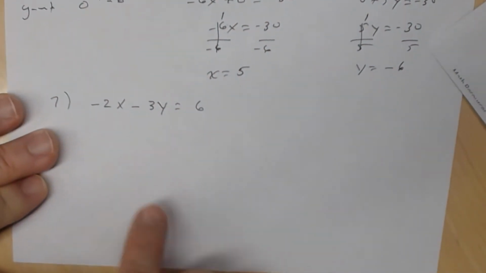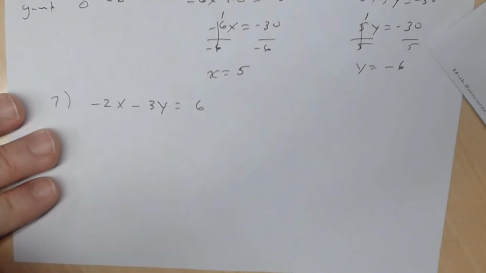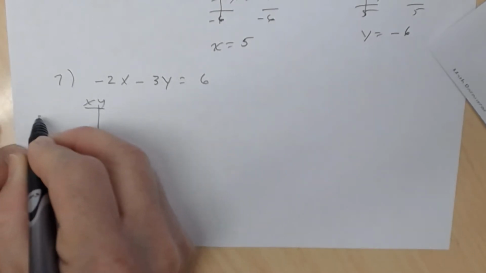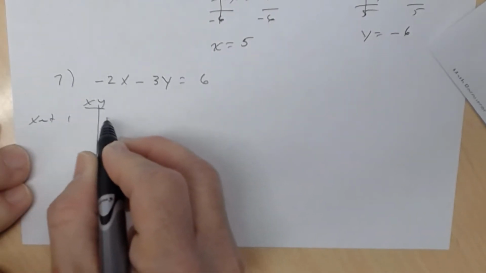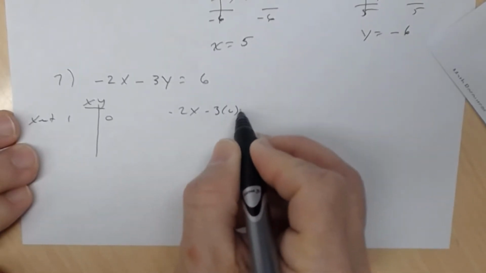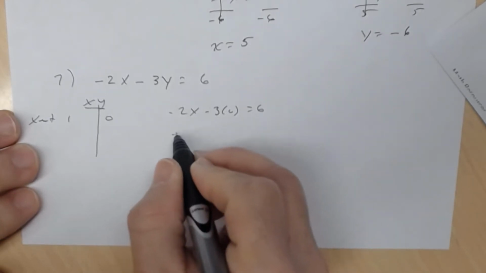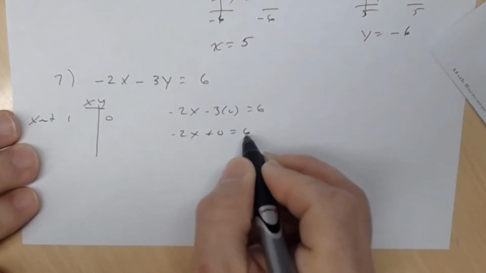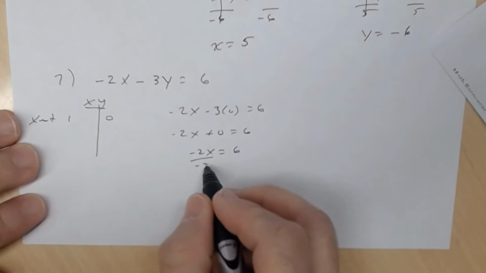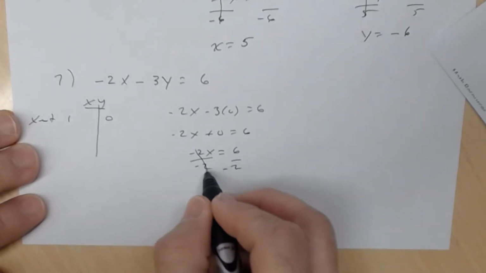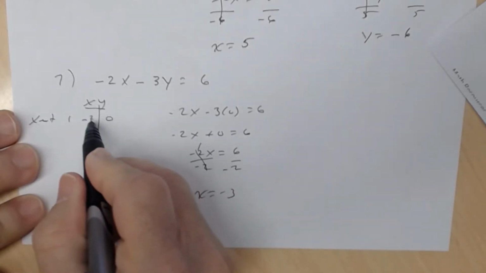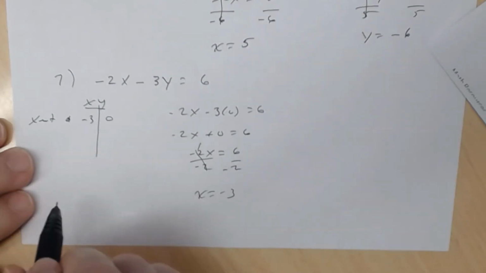All right, so let's suppose we had this equation. To find the x-intercept, you're going to let y equal 0. So if I let y equal 0, I get negative 2x minus 3 times 0 equals 6. Negative 3 times 0 is 0, so I get negative 2x plus 0 equals 6. Negative 2x plus 0 is negative 2x equals 6. If I divide both sides by negative 2, negative 2 divided by negative 2 is 1. 1 times x is x, so I get x to be negative 3. The x-intercept is the point (negative 3, 0).